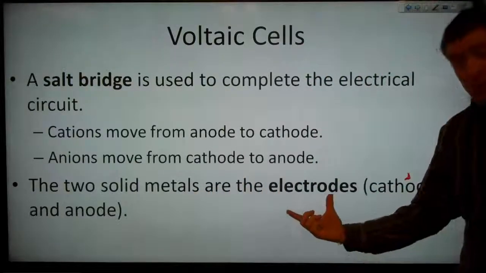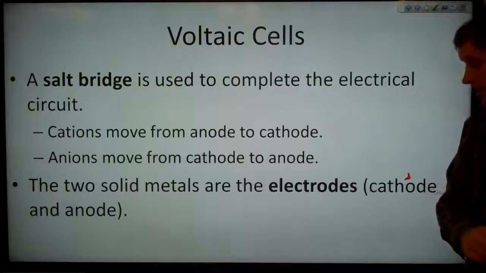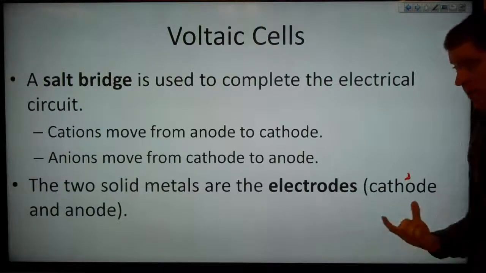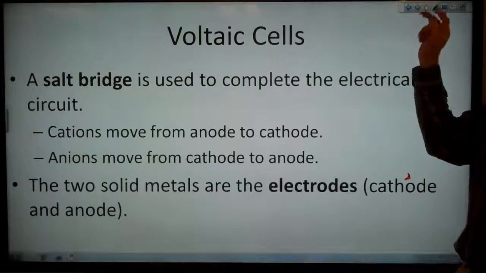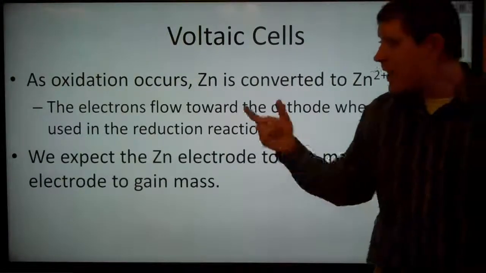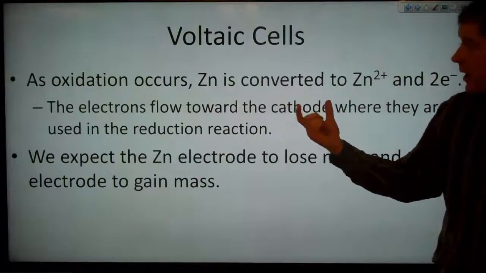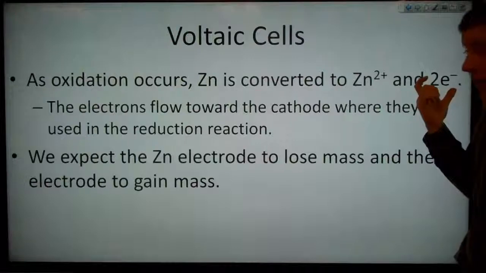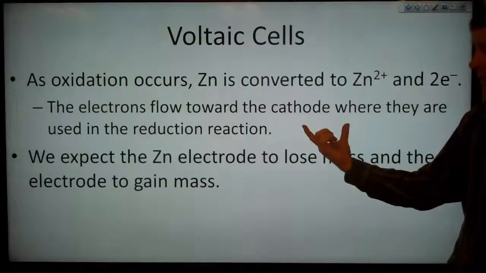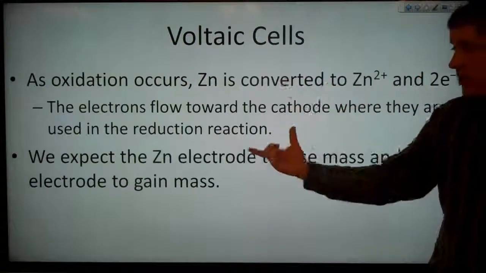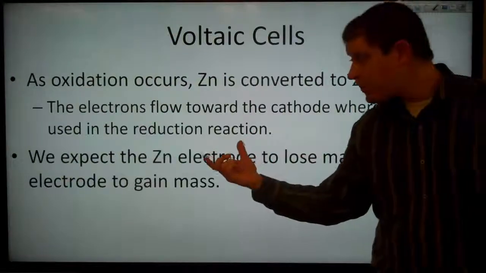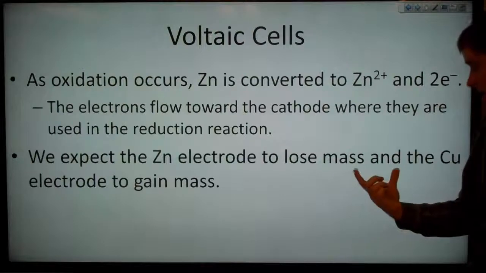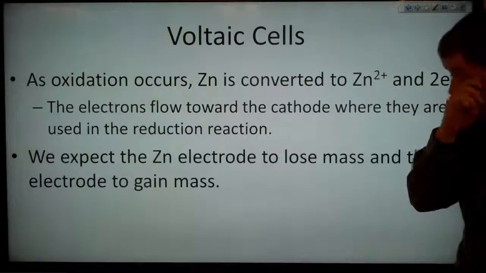So our two solid metals that we have in our beakers are called the electrodes. One of them is the cathode and one of them is the anode. And as oxidation occurs, the zinc is converted to zinc 2+, and 2 electrons come out. Those electrons are then flowing towards the cathode, where they're then used in our reduction reaction with the copper. And we expect the zinc electrode to slowly lose mass, and the copper electrode to slowly gain mass.